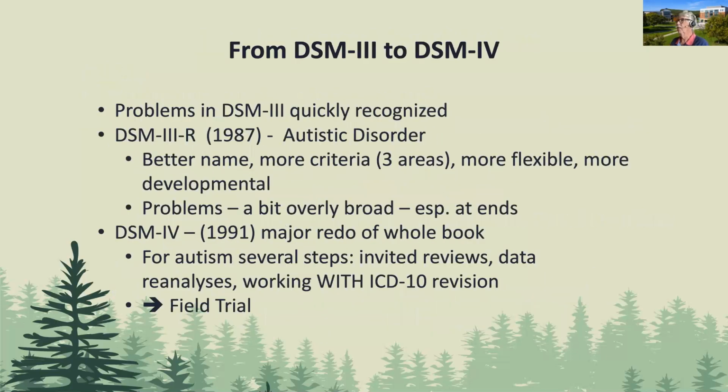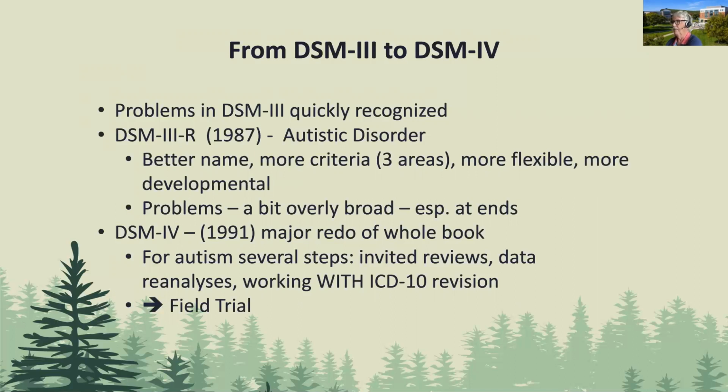So, sorry, let me go back. From DSM-3 to DSM-4, several things happened. These problems with DSM-3 were quickly recognized. DSM-3R in 1987 adopted a different approach to autistic disorder. This was a better name for the condition. We had more criteria now grouped in the traditional three areas of social communication and restricted interest, repetitive behaviors.